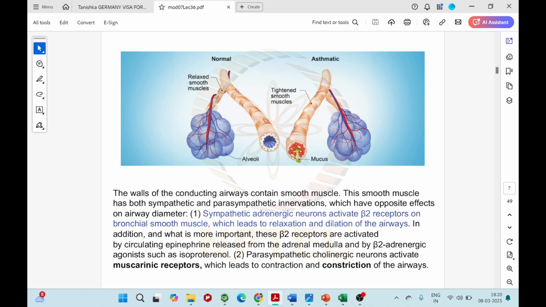Okay, so in the asthma patient, you can see the airways are blocked because of the presence of a lot of mucus. So these patients are given epinephrine-like molecules, which act on these tightened smooth muscles and try to make them relax, to create some space in the airways for proper respiration in asthma patients.